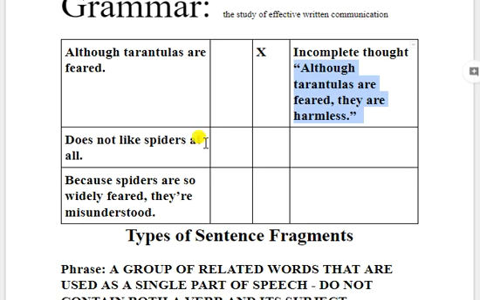All right, let's do a couple more. Does not like spiders at all. Do we have a verb of some sort? Like. It's a mental action. You like or don't like something. It's something you do with your mind, kind of. It's a feeling. And actually, does like is the full verb, and not is describing it, making it a negative. But that's some highfalutin grammar for you.